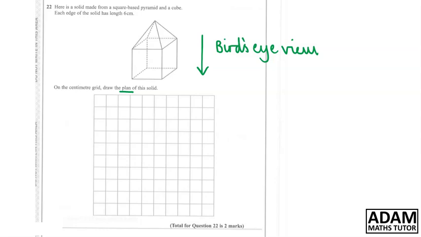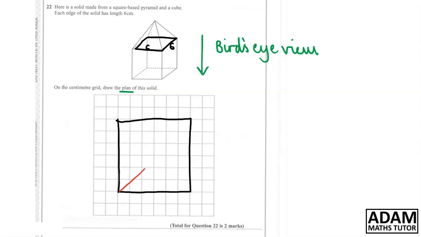And I was told all of the edges were 6 centimeters. So the only thing that I'm going to see is this square, which is at the top, and it has lengths of 6 centimeters. So using a ruler, I just need to draw a square using sides or lengths of 6 centimeters. And you won't lose or gain any marks for drawing the edges which go across the diagonals of this shape, which would be these diagonals here, but you can draw them on if you like.